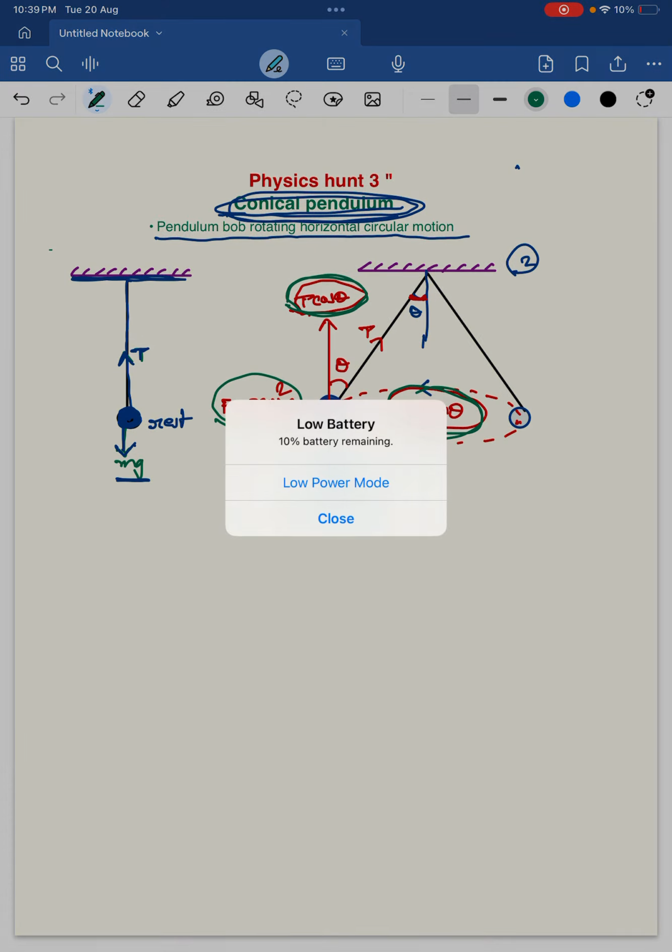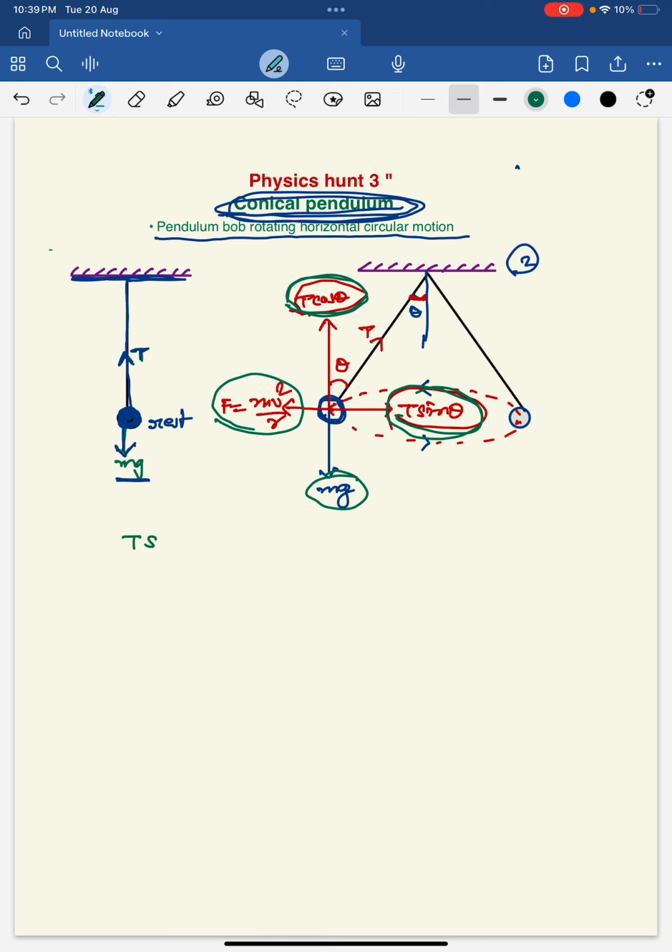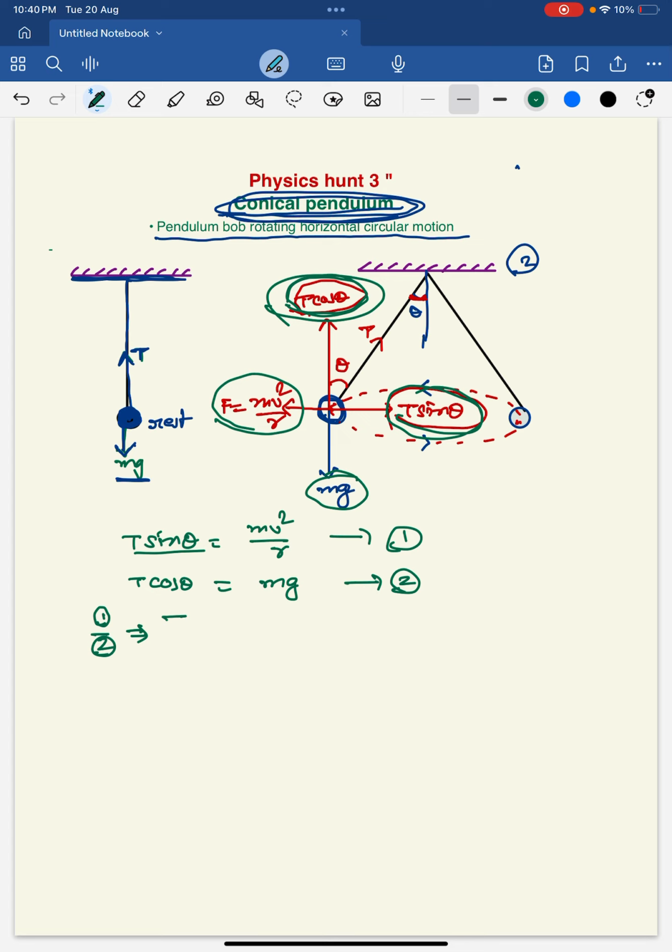So we can write T sin theta is equal to mv square by r. Let us assume this is equation number 1. And T cos theta is equal to mg, this is equation number 2. After getting these two equations, I am going to divide 1 by 2. Let's see what will happen. T sin theta by T cos theta is equal to mv square by r into mg.